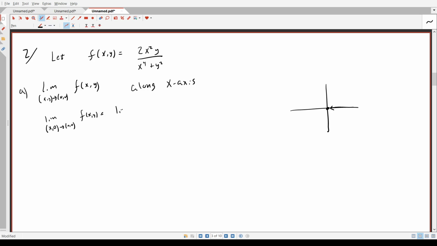So that's going to be the limit. So that's already 0, so we have the limit as x goes to 0. And I plug, let's see, so that's going to be 2x squared times y, y is 0, so that's 0 over x to the 4 plus 0 squared. So that's 0. This whole thing is just 0.